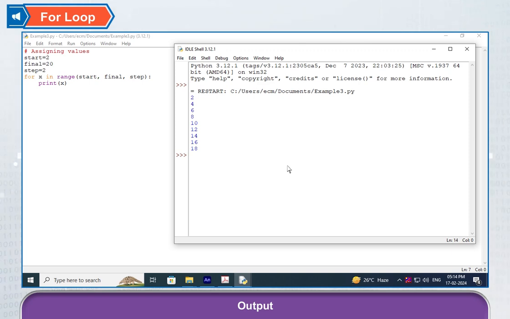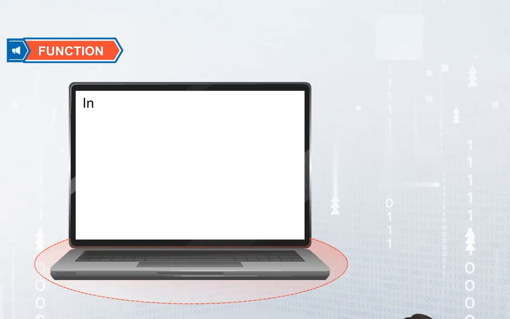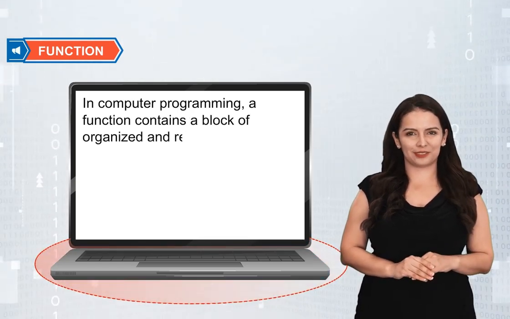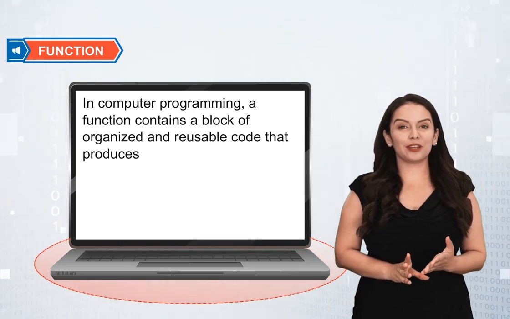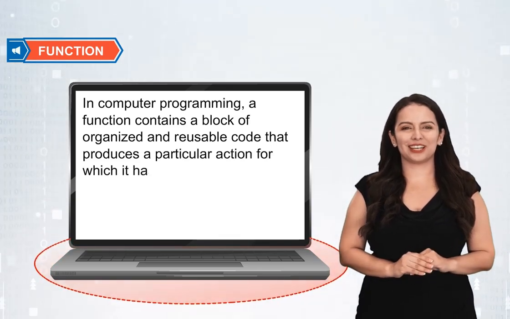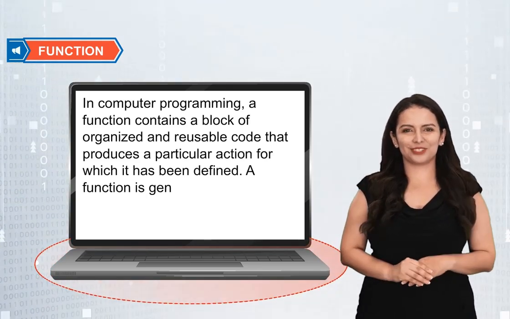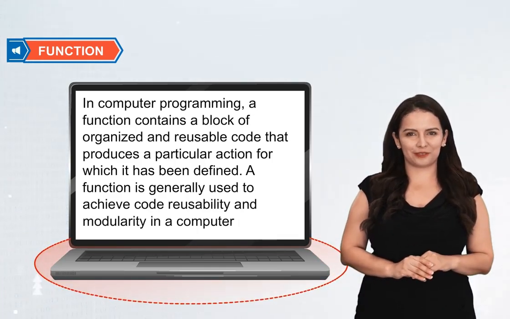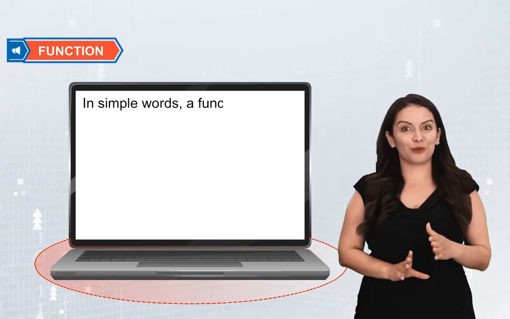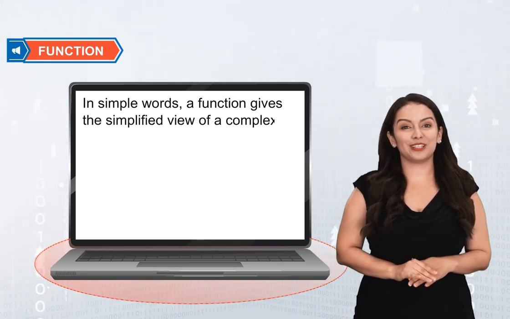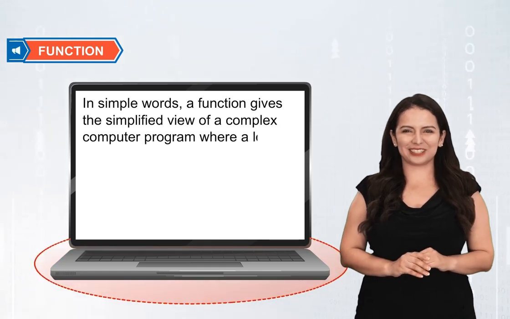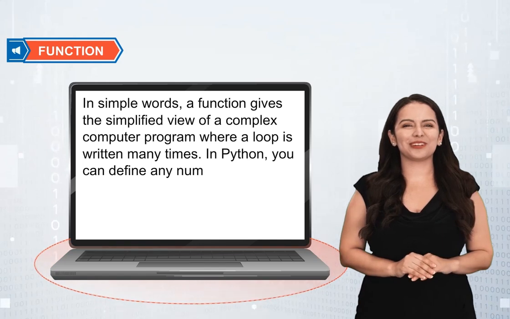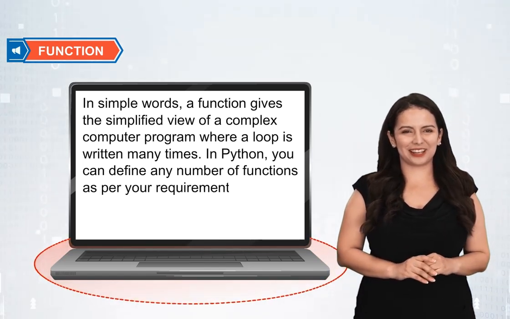Program. Output. Function. In computer programming, a function contains a block of organized and reusable code that produces a particular action for which it has been defined. A function is generally used to achieve code reusability and modularity in a computer program. In simple words, a function gives the specified view of a complex computer program where a loop is written many times. In Python, you can define any number of functions as per your requirement.